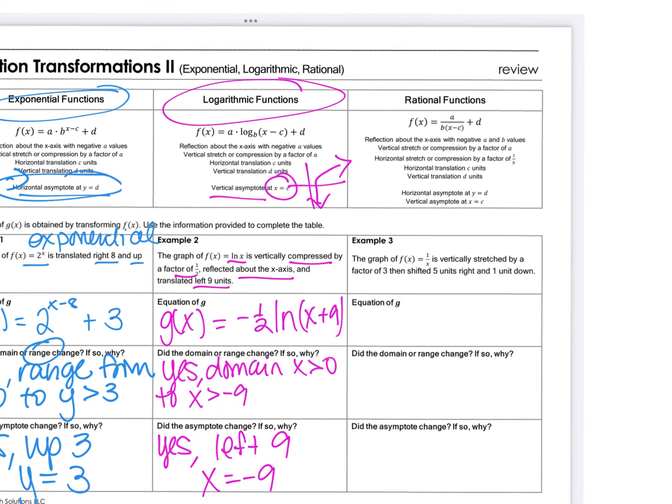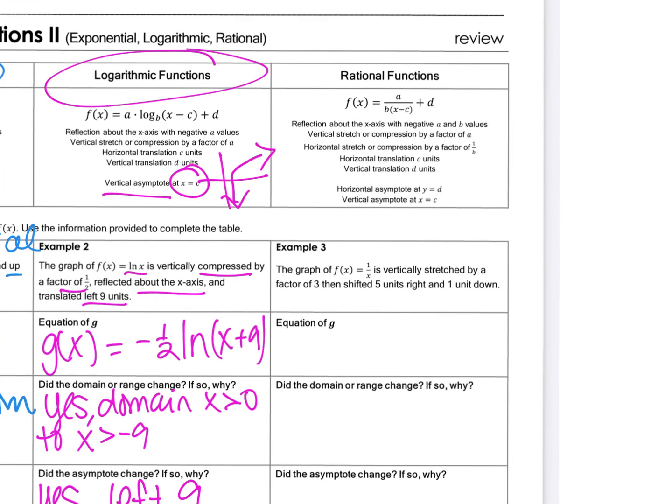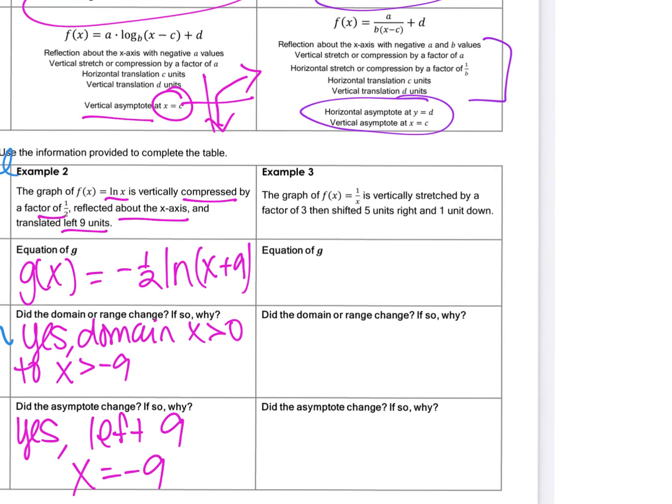Okay, now we're going to look at rational. So rational, remember, we have a fraction. Here are your transformations if you need to refer to that. Rational functions sometimes have both horizontal and vertical asymptotes. The graph of 1 over x, which is the parent function for rational, is vertically stretched by 3 and then shifted 5 units to the right, 1 unit down.